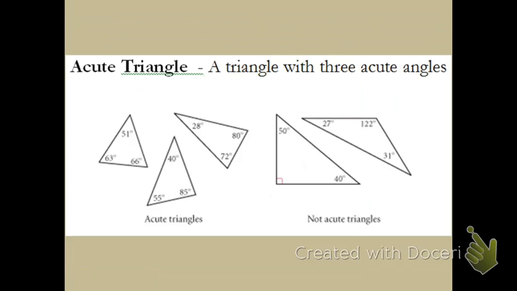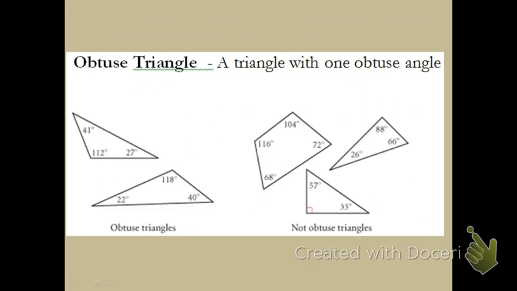The next type is an acute triangle. And it's not a triangle that is cute, but a triangle that has three angles which are all acute. So, if you look on the left side, all three of those triangles fall under that definition. On the right, the first one is not an acute triangle because it is a right triangle. And the next one has an obtuse angle, so that's also not an acute triangle.